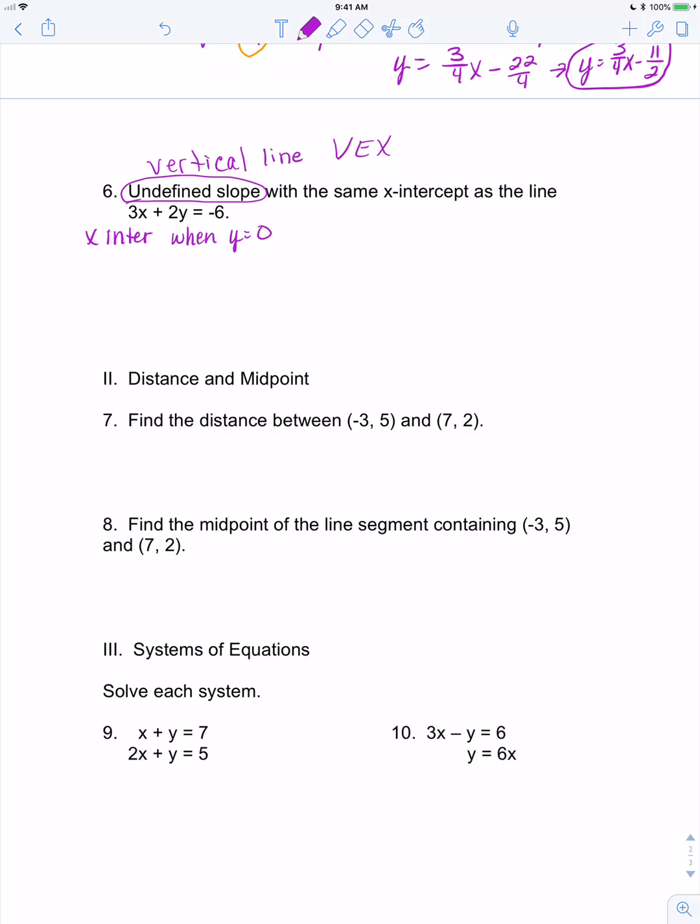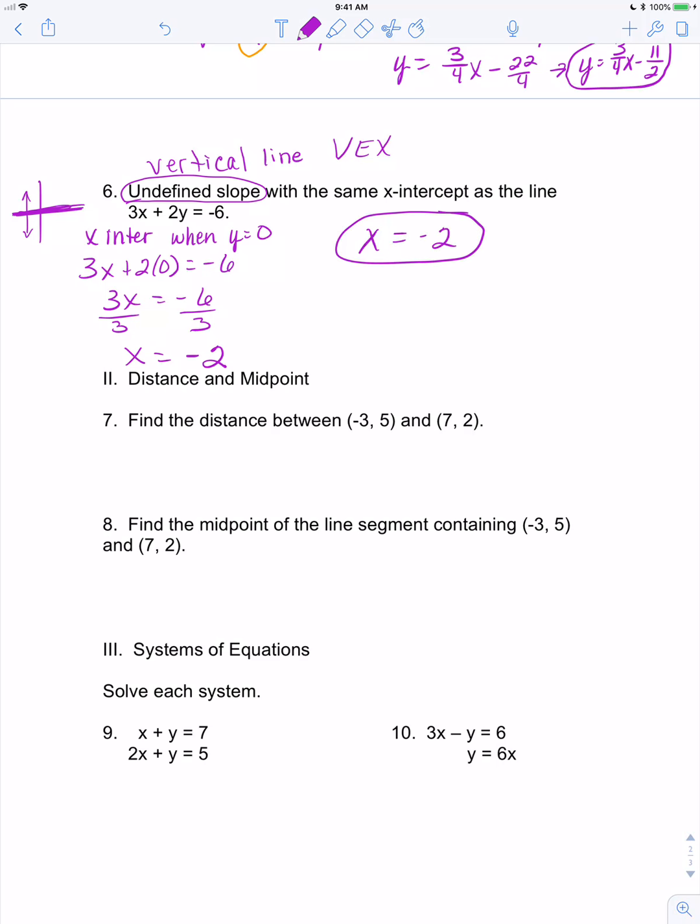So remember, if you're looking at your coordinate grid, anything on the x-axis, y is equal to 0, any point along there. So we've got 3x plus 2 times y, which is 0, is equal to -6. So 3x is equal to -6. Divide by 3. So x is equal to -2. Well, if x is equal to -2, it crosses my x-axis at -2. That's got to be what my vertical line looks like, and that would be the equation for the vertical line.